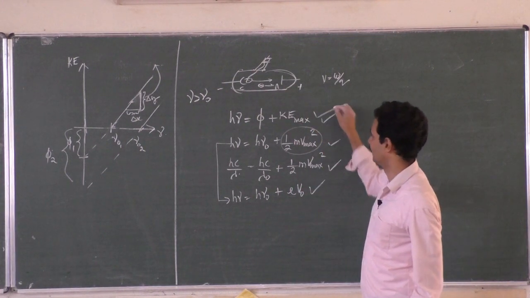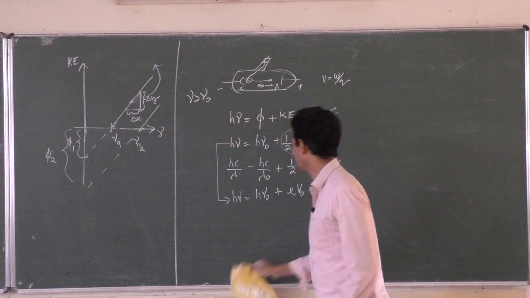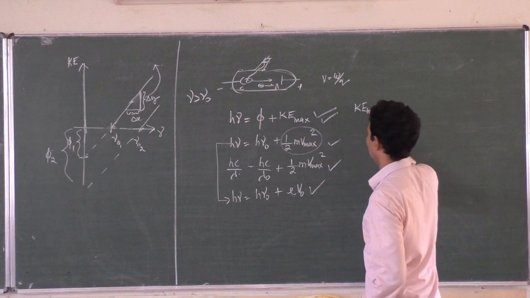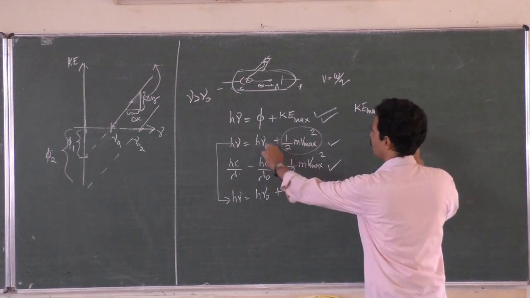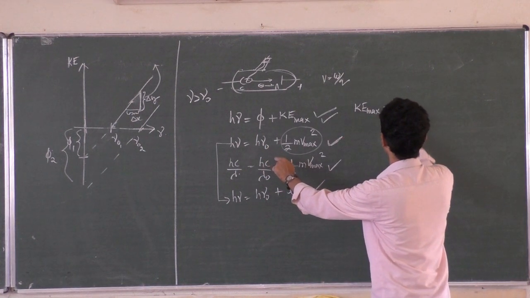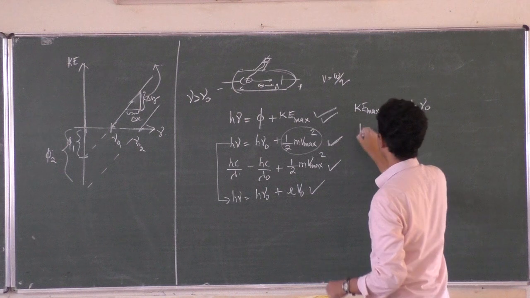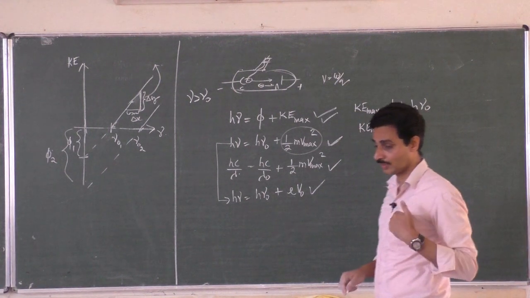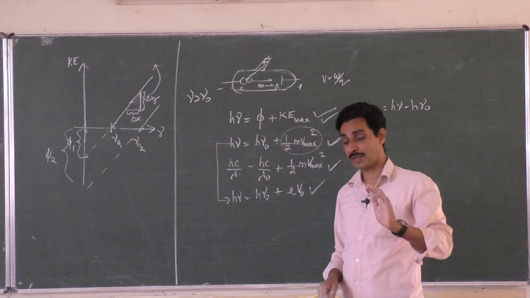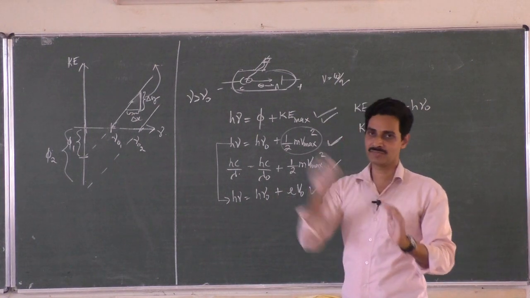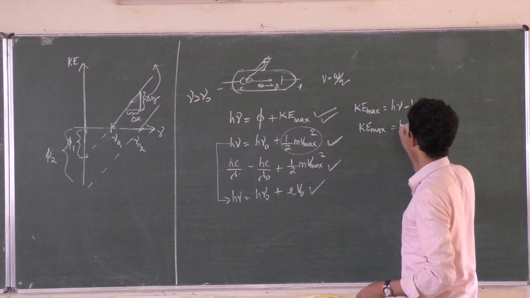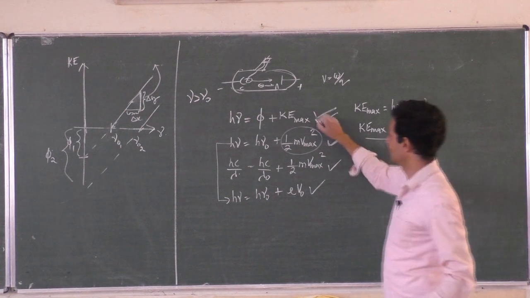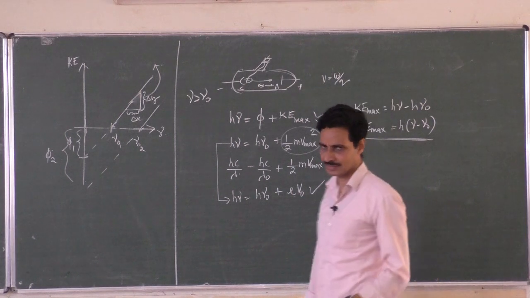And I will take this equation, right? So what is the kinetic energy of the photoelectrons? Kinetic energy maximum is equal to h nu minus h nu naught. Kinetic energy maximum. So what energy you have in your pocket, the money father has given minus the bus fare, right? Kinetic energy maximum is h into nu minus nu naught, right? This is the formula. Of course, this is Einstein's formula.